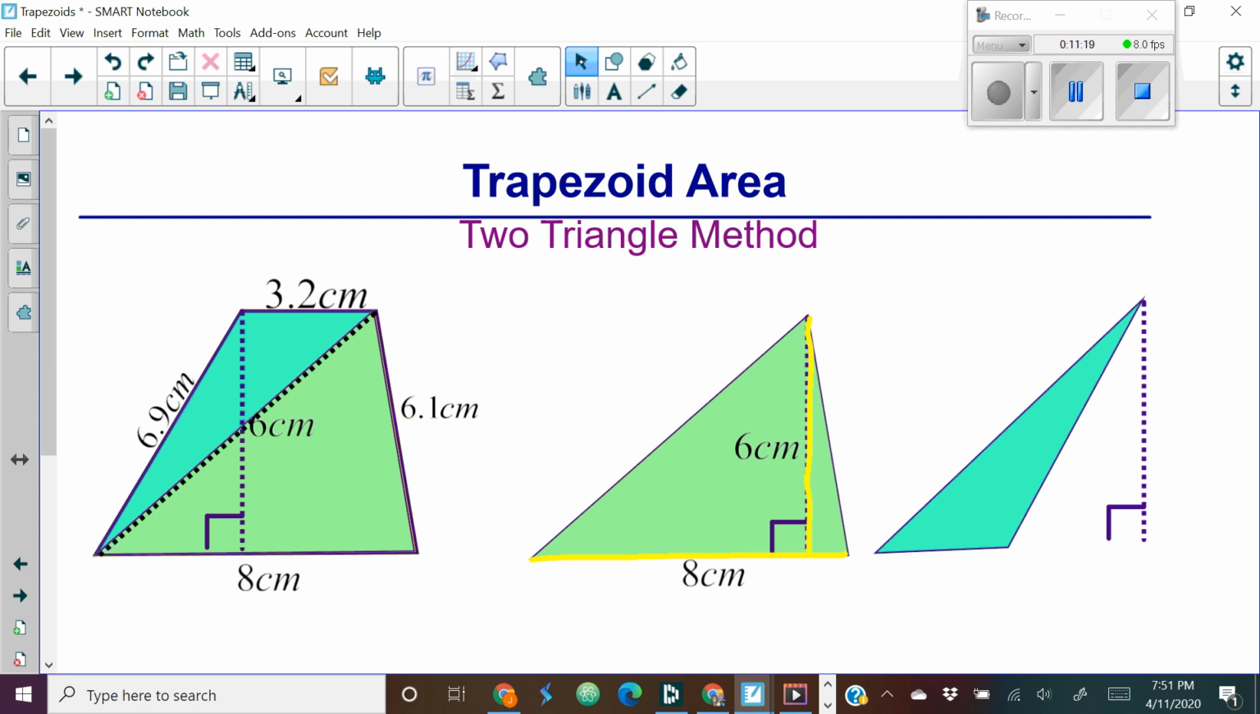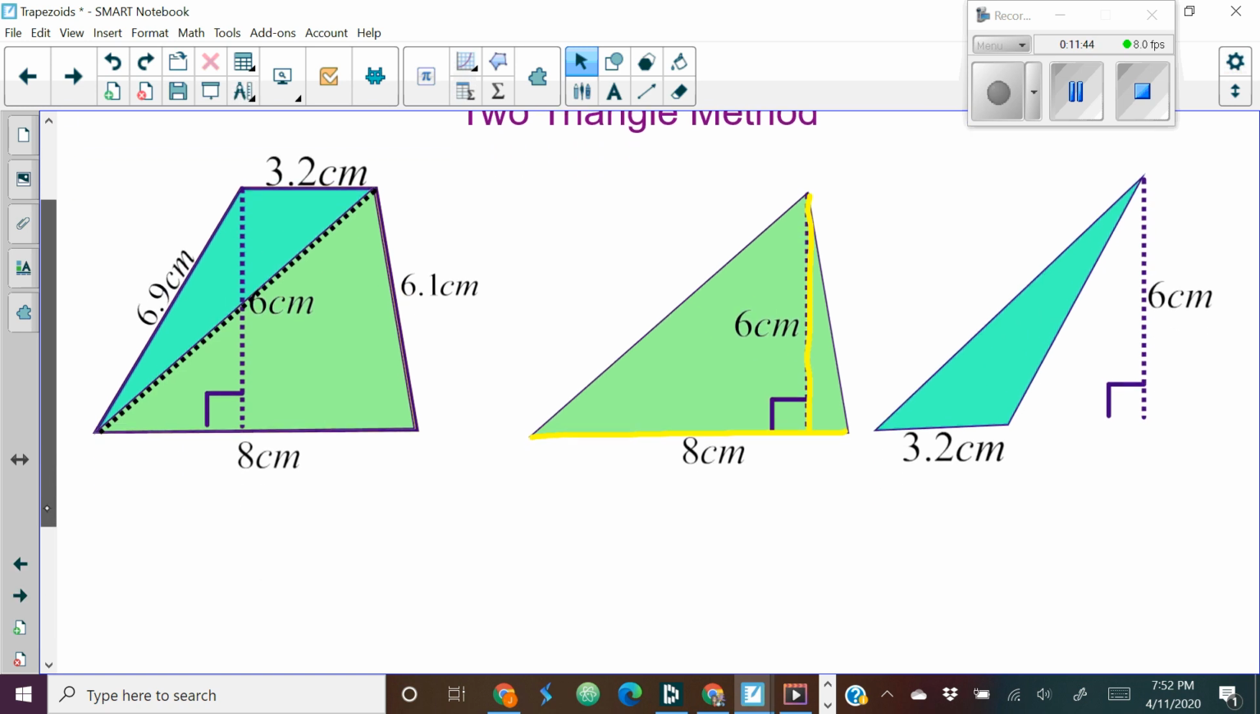So the height of that triangle is 6. In fact, the height of both triangles in a trapezoid are always the same. And then the base of that triangle, remember I rotated it, so it came from on top of the trapezoid, and that's 3.2. So for me to find the area of this whole trapezoid, I just need to find the area of the two triangles and add them together.